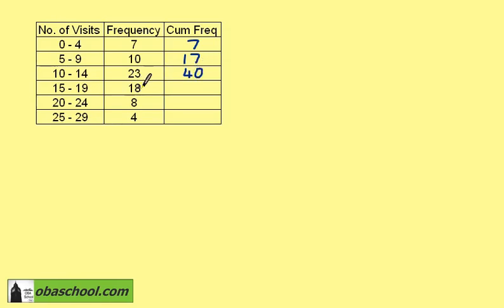40 plus 18 is 58. So we have 58 pieces of data right the way from 0 through to 19. Then we do 58 plus 8, which is 66, and 66 add 4, which is 70. If we totaled the frequency column to find how many pieces of data we have, this would be 70, and these two numbers should be the same.